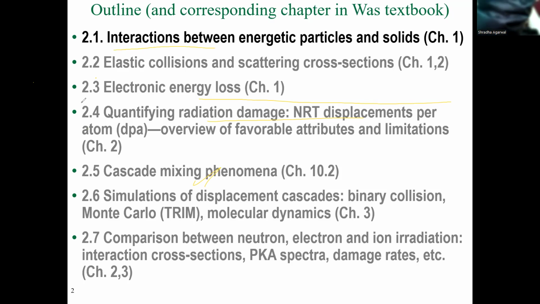So today we are doing the same thing. We are doing interaction between energetic particle and solid. And this is what will be our main thing. So let us understand what it is.